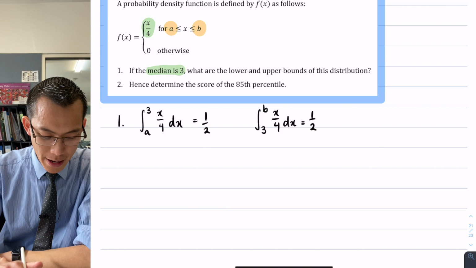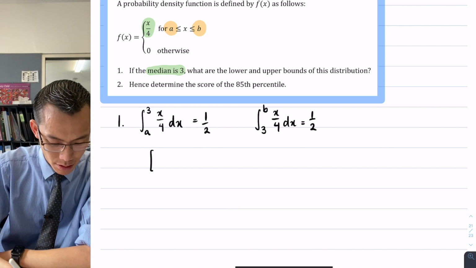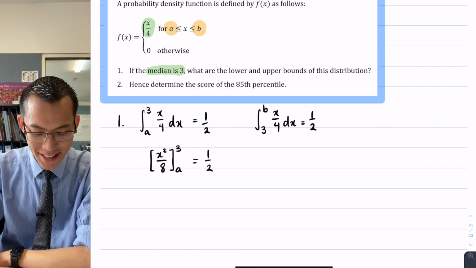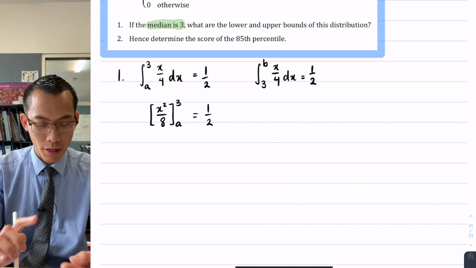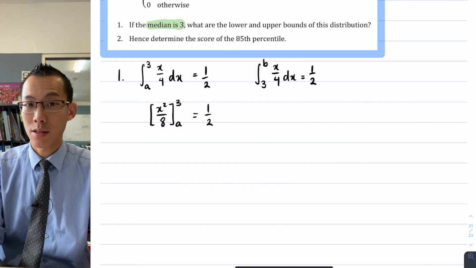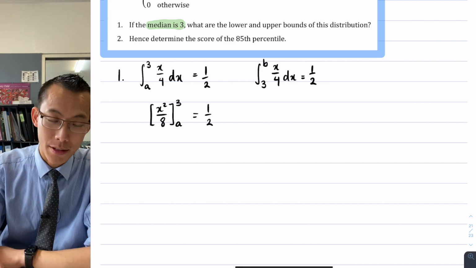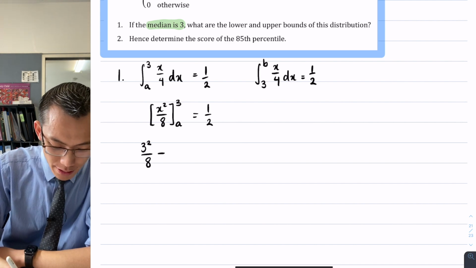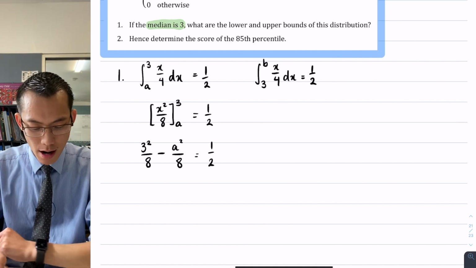This particular function, x on 4, when I integrate it, its primitive is x squared on 8. So I'll pop that in here. And then I need to evaluate it at its two boundaries. I know what the answer to that definite integral will be. It's a half. So now what I need to do is do the substitution. Both 3 and a will go into x squared. And so that will leave me with the unknown being a. So let's have a go and see what happens there, right? We evaluate the upper boundary and then we subtract from evaluating the lower boundary. So I'm getting this. That gives me a half over there.